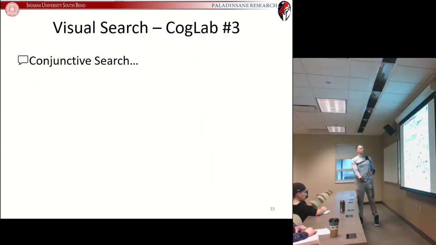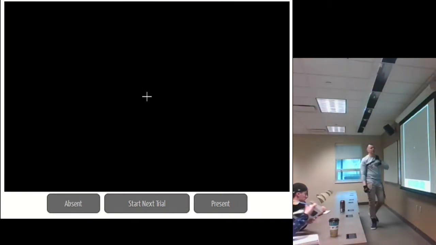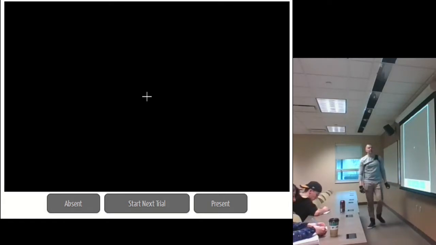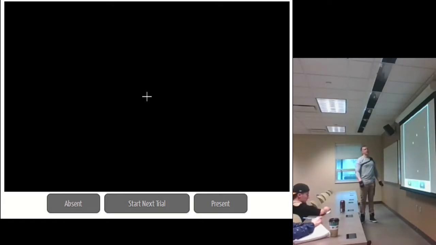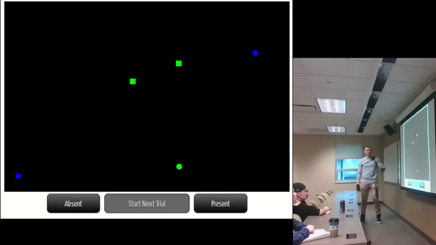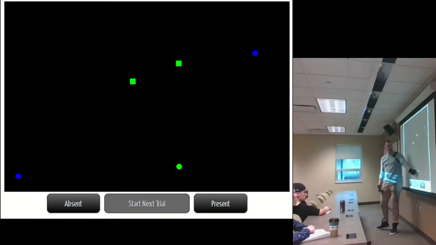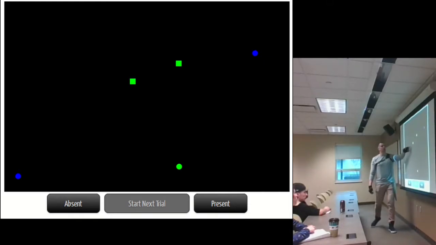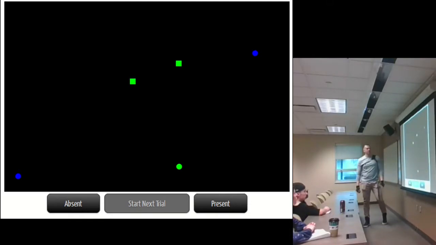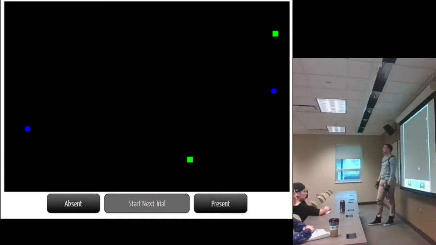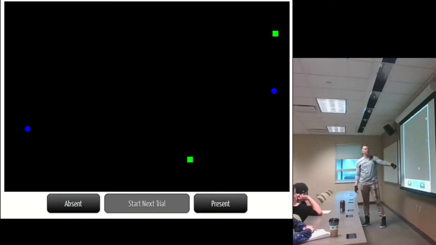All right, so the conjunctive search. You would start fixating there at the cross, and up would pop this array here. In this case, this is the 4 distractor case. We've got the target right down here. There's your green circle. And we have 1, 2, 3, 4 distractors, non-target shapes. Here's an instance where the green circle is absent. So in this case, the correct answer would be absent because there is no target in this particular array.